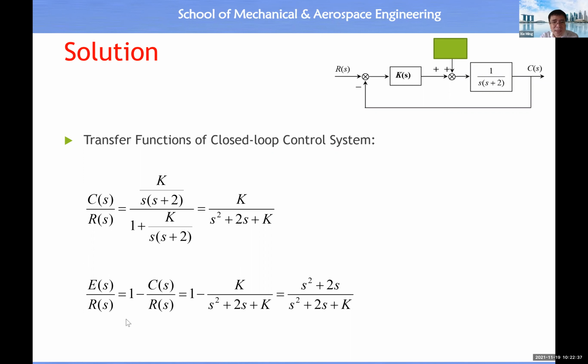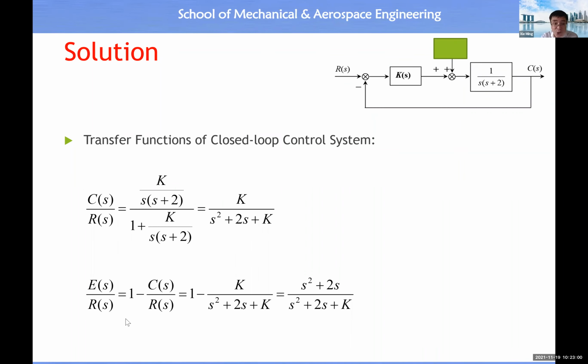Okay, then we want to know what is the transfer function between error and the input. The error is equal to input minus output. Input divided by input equals one, and output divided by input equals the transfer function between output and the input. Then replace this one by this result, you get this one. Then merge these two together, then you get this result, okay?